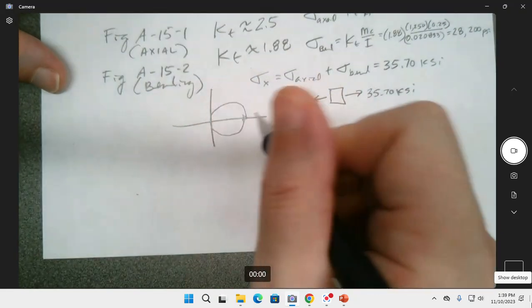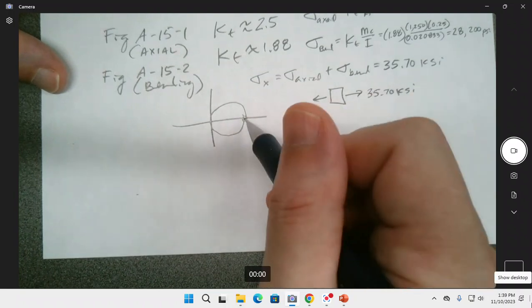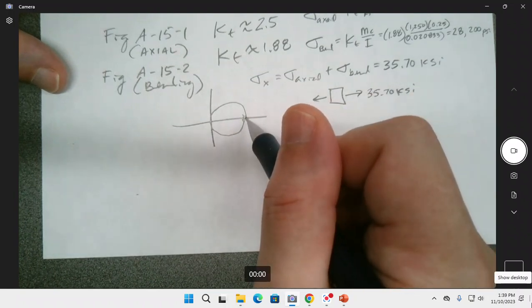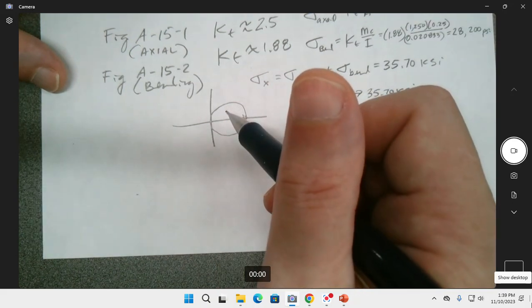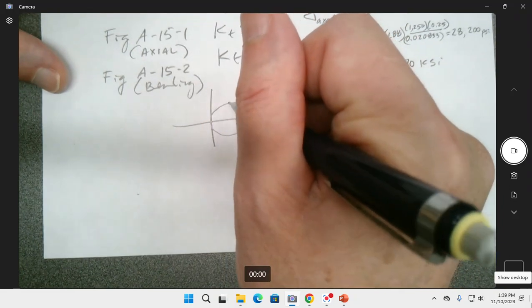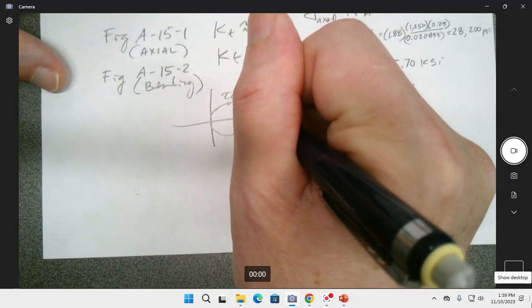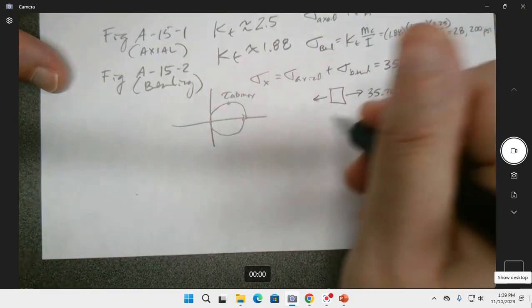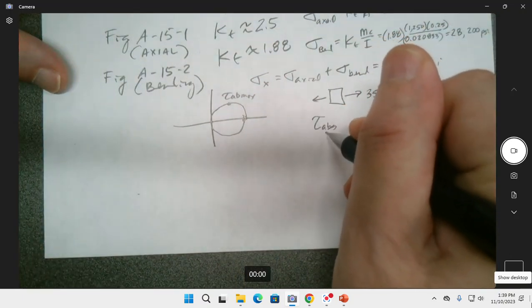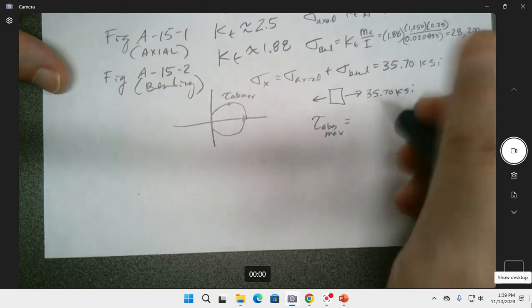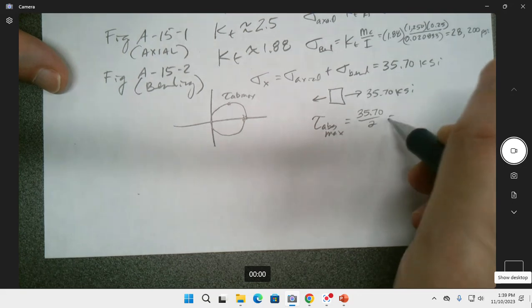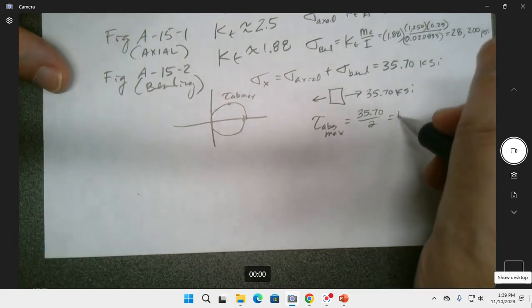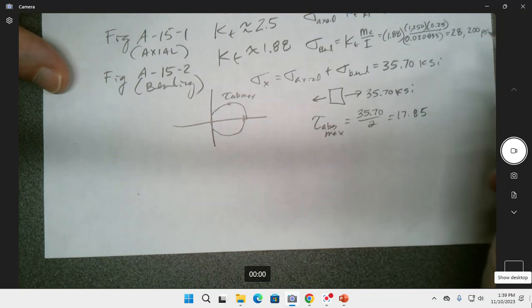Well, actually, I tell you the truth, I think this is that. Yeah, no, that would be Mohr's circle for that. I was just double checking. So here is our tau abs max, which would be 1/2 of 35.70 divided by 2, 17.85 ksi.